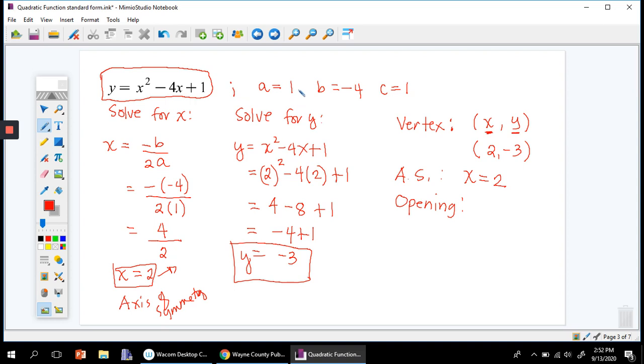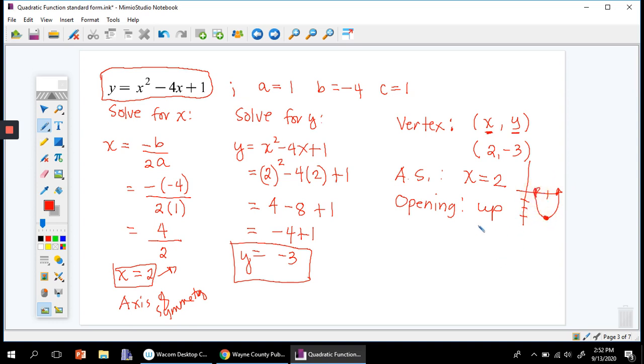It's the same with the vertex form. We've already discussed this before. So since your a here is positive, it will open up, right? And now let's try to sketch the graph. Okay, so this will be the graph. Let's try that. So 1, 2, 1, 2, 3, right? This will be the vertex and will open upward.